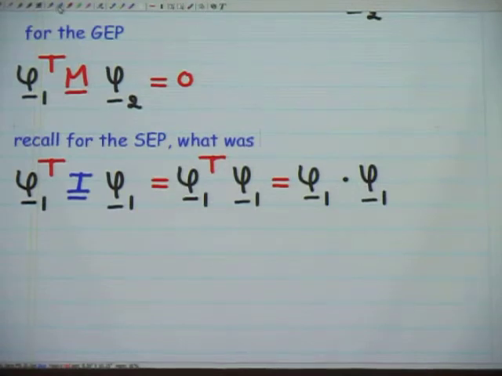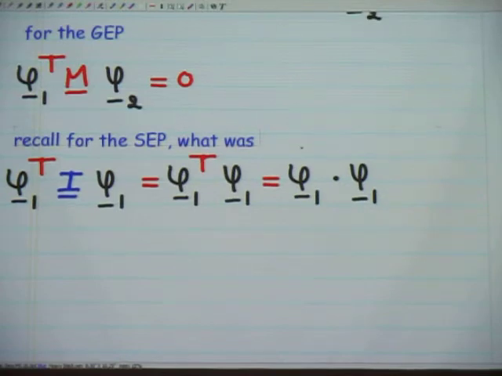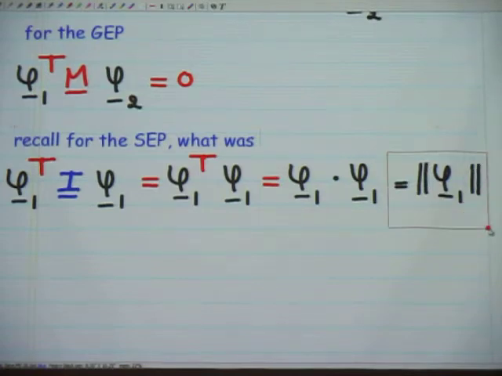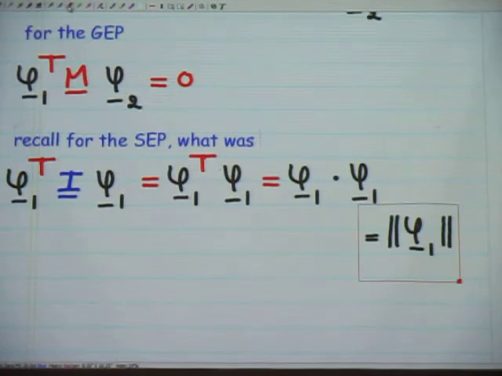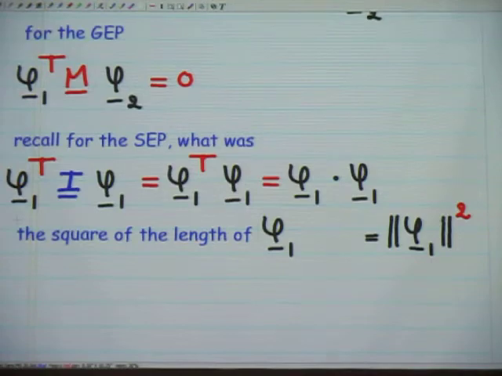So you write something like this. This is the technical mathematical notation here. That's phi1, and the double bar here means the magnitude of phi1. And let me move down here so I have some space. And square. Okay, the square of the length. That's the square of the length of phi1. Example.